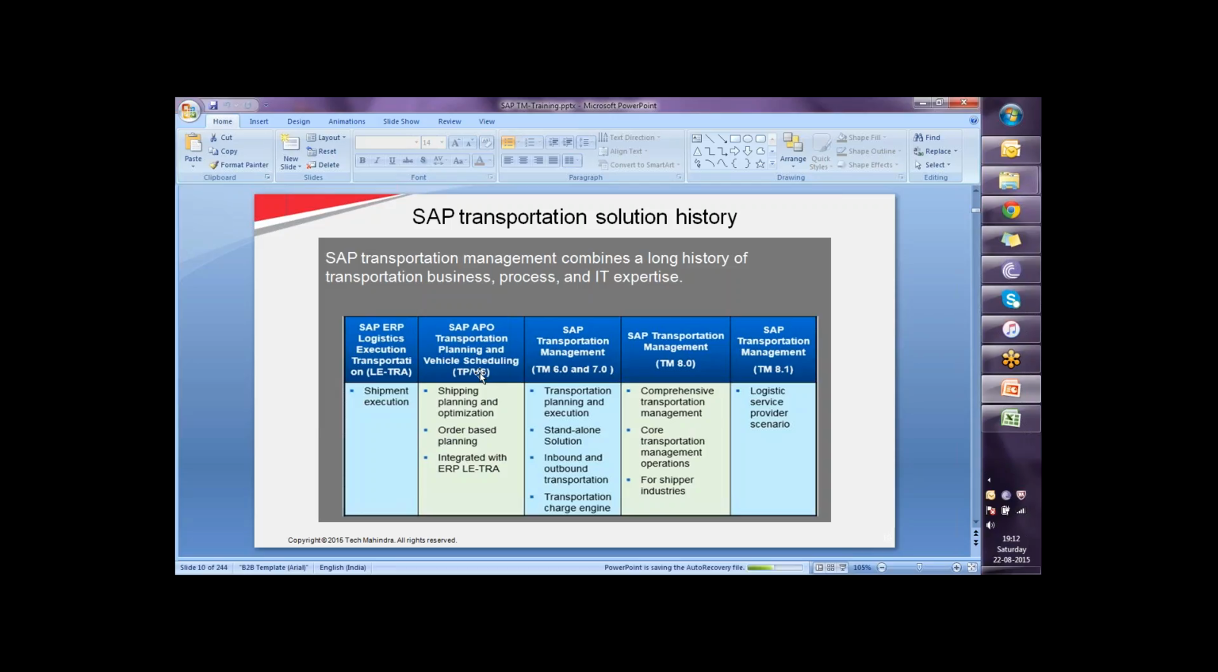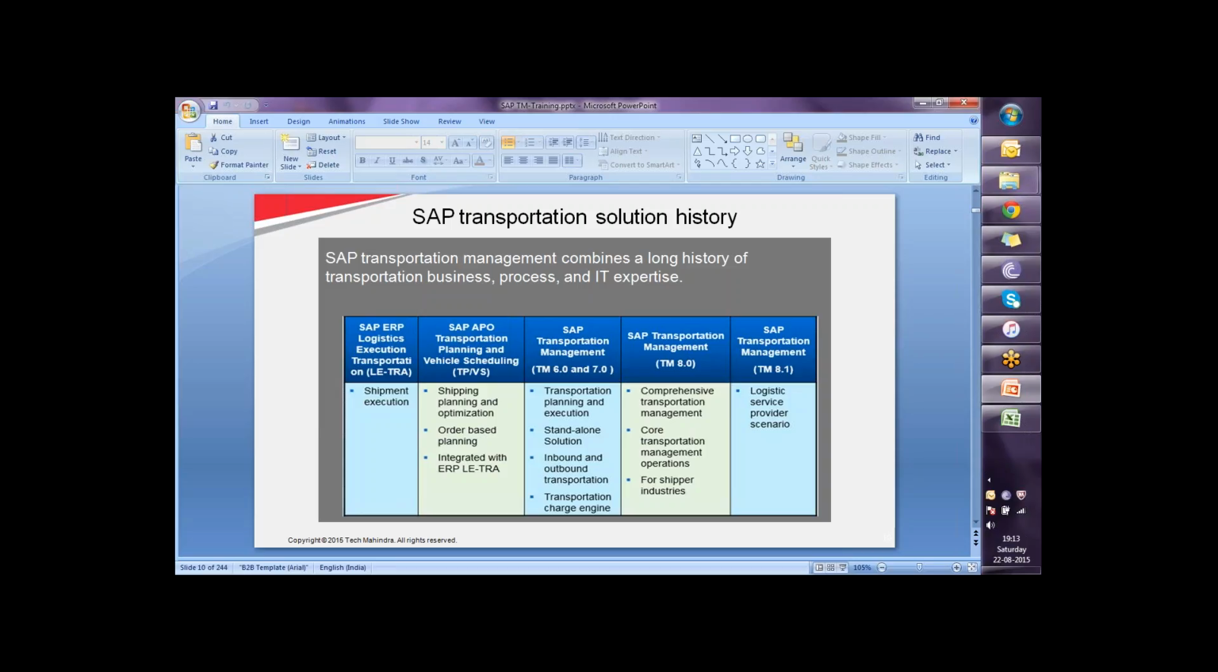It came into the SCM stack. It was the first standalone system which could work by itself. So it used to offer planning. It used to offer all kinds of scenarios like inbound and outbound processes of transportation. You can develop the whole charge or pricing data in TM. After that, it was not very successful. The stint of 6.0 and 7.0 was not successful.